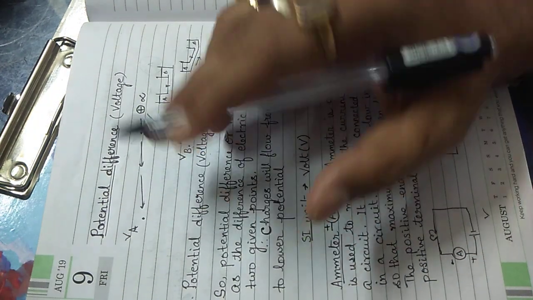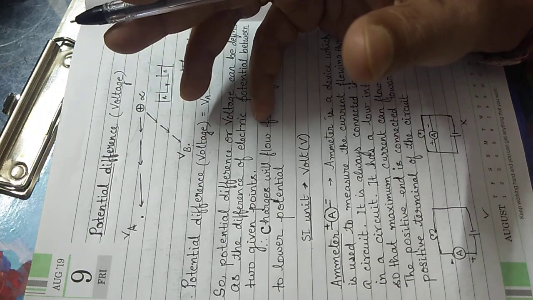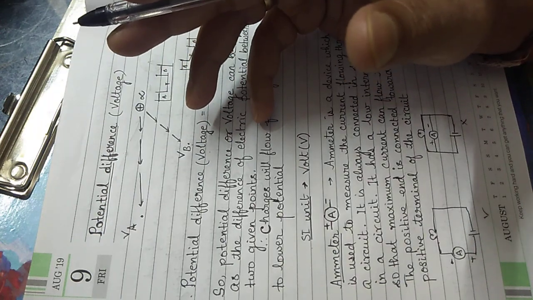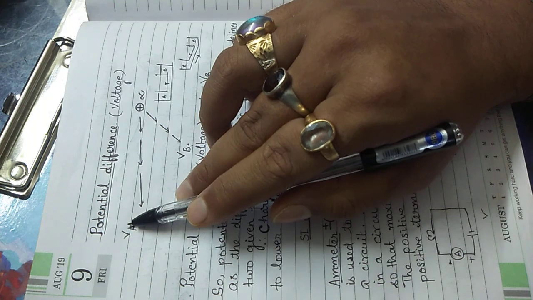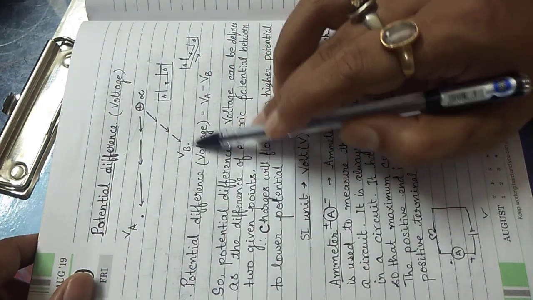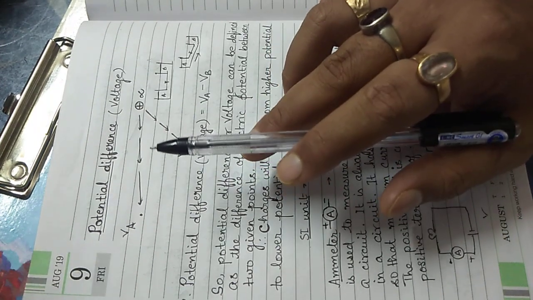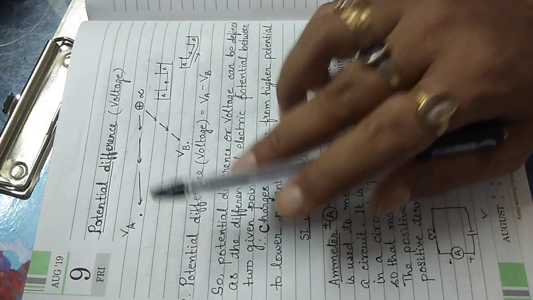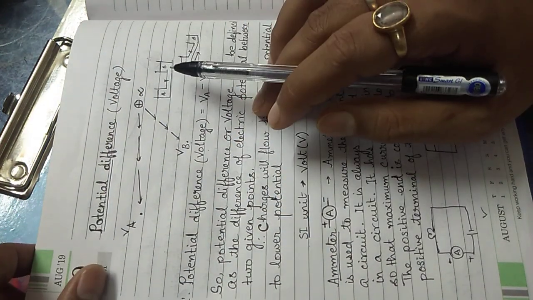Here, electric current is the flow of charge. So charge will flow when there is a difference of energy. This place has its own energy or potential, electric energy and electric potential, and this place has its own electric potential. So wherever the electric potential is more, from there charges will flow towards another point where electric potential is less.